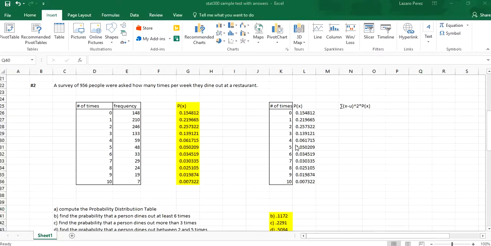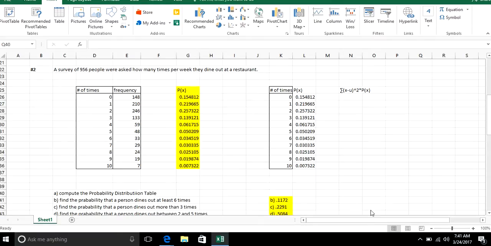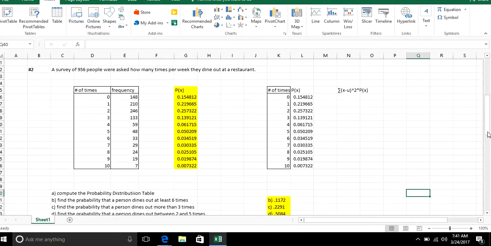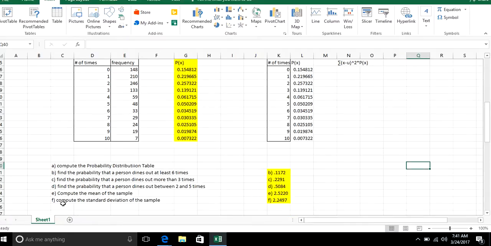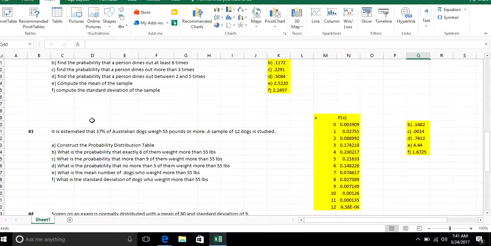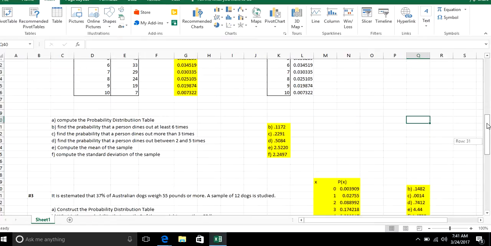So this is the practice sample test for the Excel class, the test they have this morning. And I got requested to do number two, letter F on the practice test. So we're gonna compute the standard deviation. Then as well, we have one more on number three. We'll be doing E and F. So we'll compute the mean and standard deviation of a binomial. But first, we're going to go to the discrete random variable.